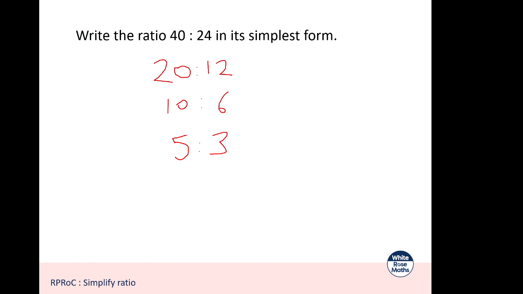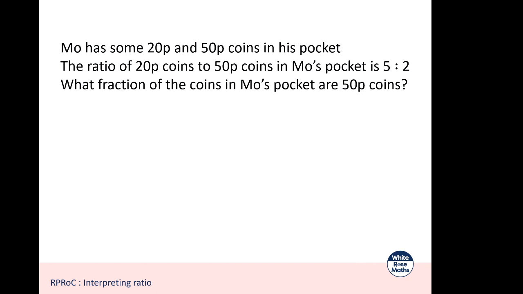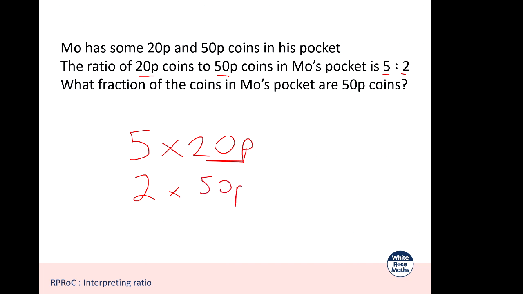Let's move on now. Mo has some 20p coins and 50p coins in his pocket. The ratio of the 20p coins to the 50p coins in Mo's pocket is 5 to 2. What fraction of the coins in Mo's pocket are 50p coins? Think of it as he has 5 20p coins and 2 50p coins. So what fraction of coins in Mo's pocket are 50p coins? Well, he's got 2 out of a total of 7, so 2 over 5 plus 2. The answer is going to be 2/7.